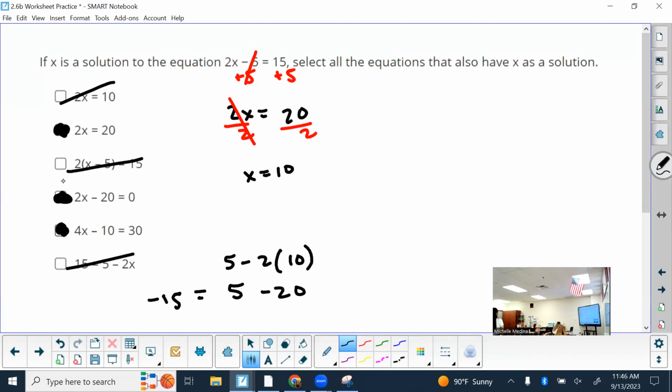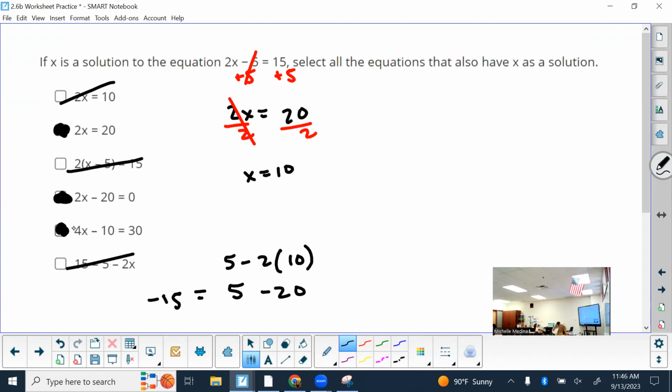So for this one, it should just be those 3, and they might be shuffled, so pay attention. But yeah, that's how we do that one. The other one is really similar to that one, and I won't show you the answers for it. You have to solve it for x first, and then see which ones also have the same solution. That would make them equivalent.